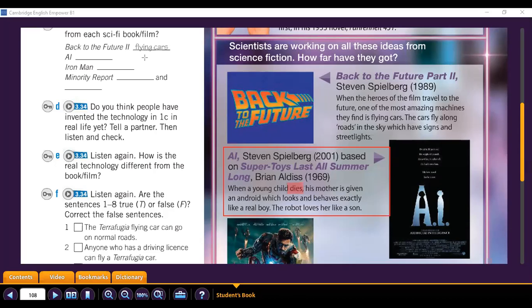It's the story of a young child who dies, and in order to help his mother to be better, they give the mother an android that looks exactly like the real boy. And this android starts having feelings for his mom. That's what the whole movie is about.